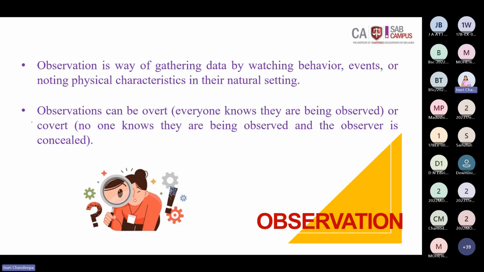Interviews done. The first method is interviews. The second one, observation. You can observe the data. So what do you mean by observation? It's a way of gathering data by watching behavior. As a researcher, you may have the chance to watch the behavior of an individual or a group of people, and you have the chance to watch events. Meanwhile, you have the chance to notice the physical characteristics.